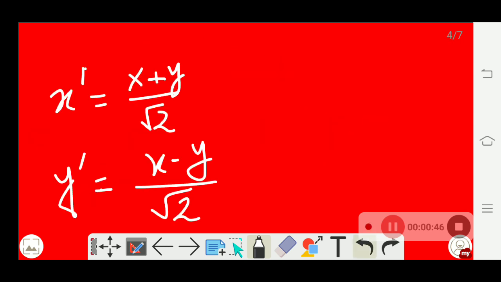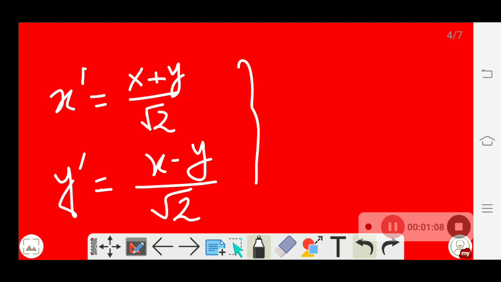The transformation is given as x prime is equal to x plus y divided by root 2, and y prime is equal to x minus y divided by root 2. Okay, so this is our coordinate transformation.